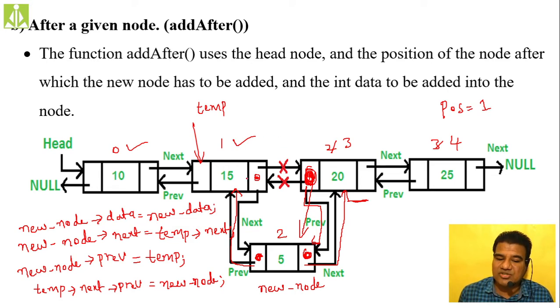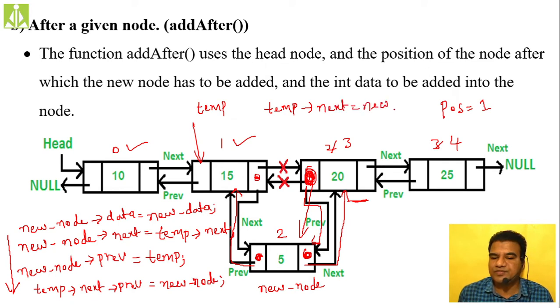So the last instruction is changing this location: temp of next to new node. That's it. Whatever order I'm following over here, the same order you have to follow. How I'm writing these statements, you have to write the same statements in that order only. So the next thing is temp of next equals to new node.